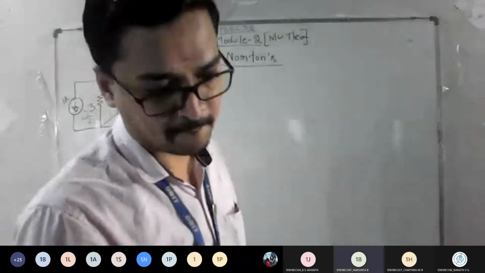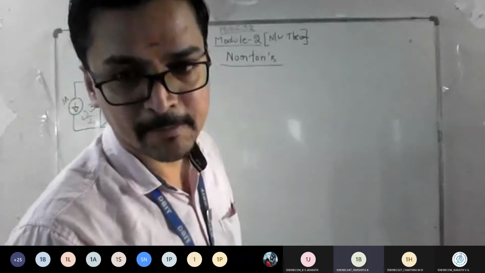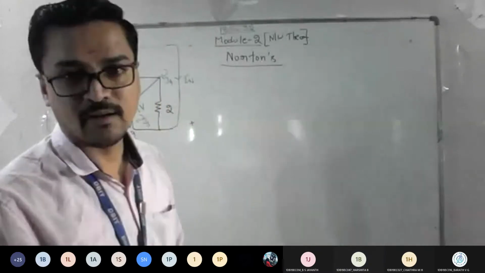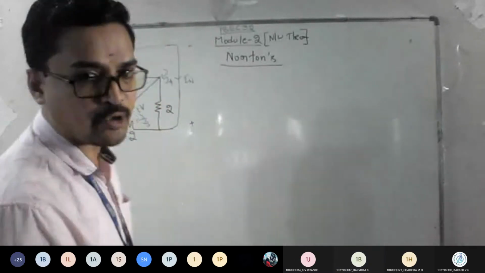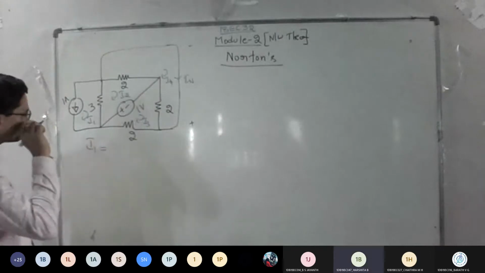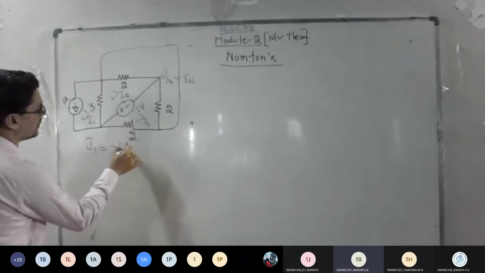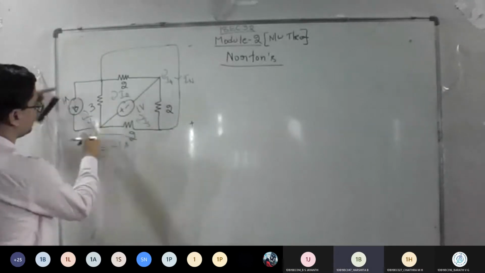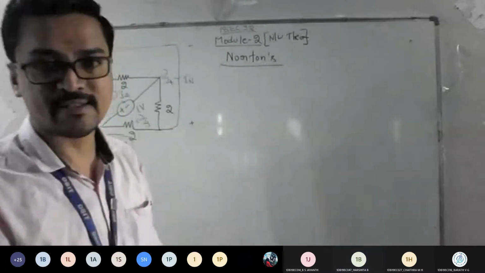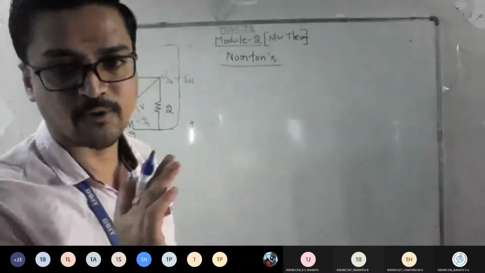Which current do you want to find? I4. I4 is the current which passes through your load. So out of these 4, what is your answer? Minus 1 amp, because it is coming in the opposite direction. Correct? So that is done. One answer is already got. So it means you need to apply mesh analysis only for the second, third and fourth.